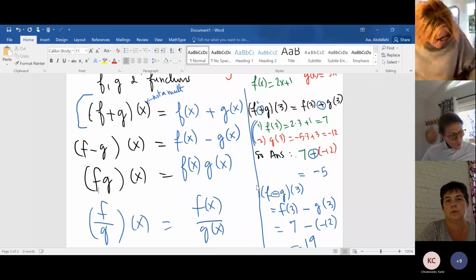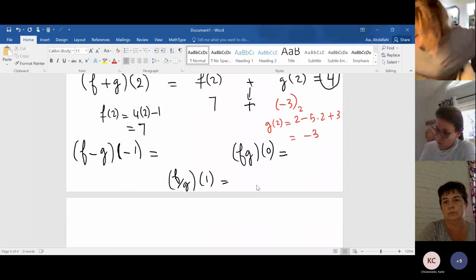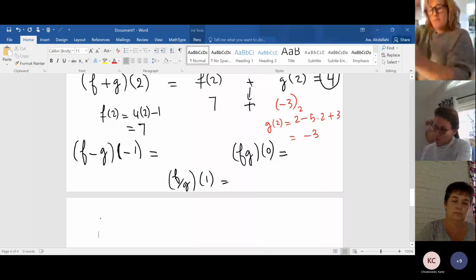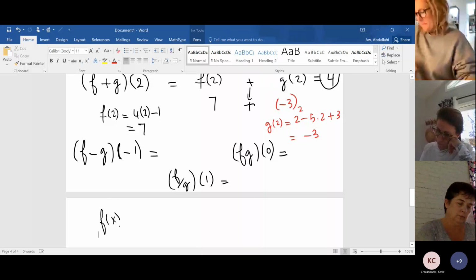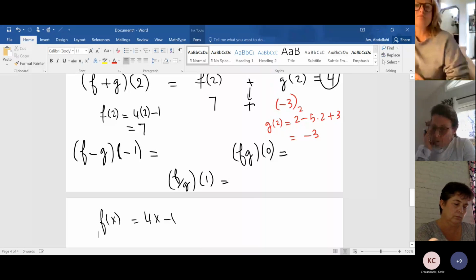All right. So we said the first f of x is 4x minus 1, right? So let me write here. And g of x is x squared minus 5x plus 3.